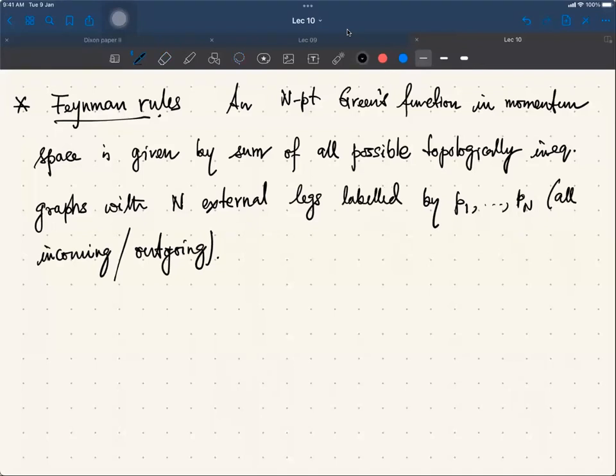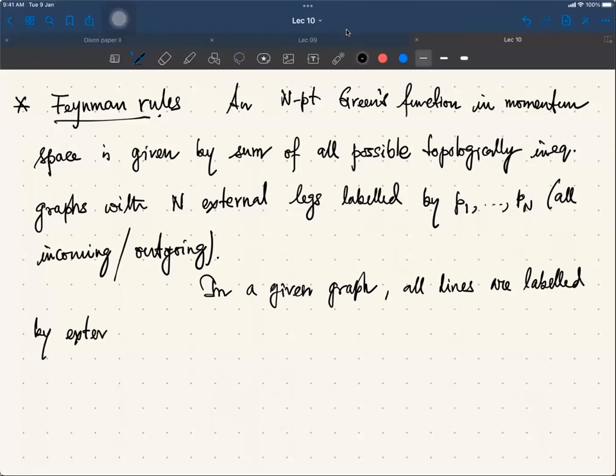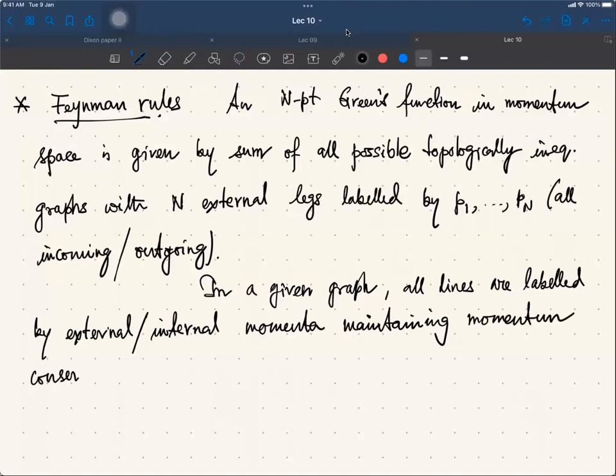In a given graph, all lines are labeled by external or internal momenta, maintaining momentum conservation at each vertex.